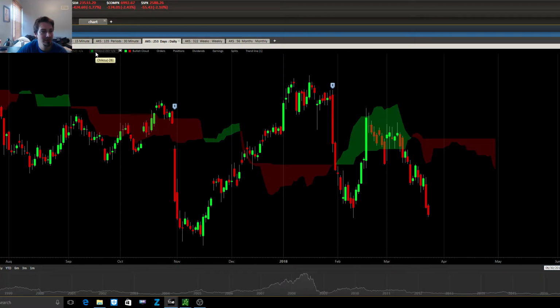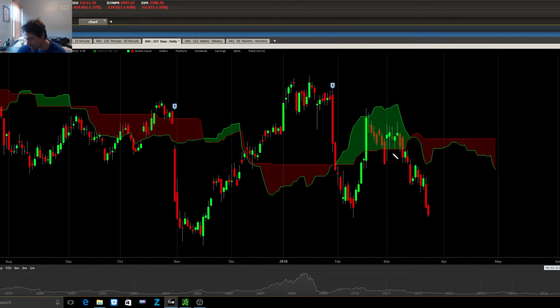You can do it. All right, so right here we have the cloud, and I'm going to put the Senkou Span A and the Senkou Span B. Those are the outer edges of the actual cloud. The Senkou Span A, and the red one would be the lower portion, would be the Senkou Span B.